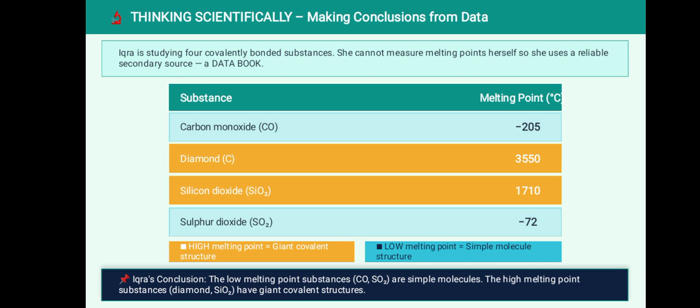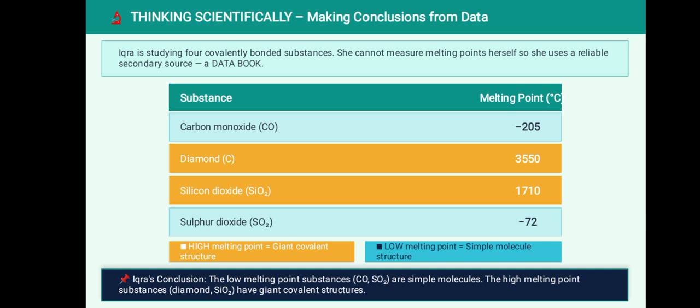I want you to try to draw your own conclusion before reading hers. Which substances are simple molecules according to you? Think for a while, and which are the giant covalent structures? Think about what we just learned about melting points. The substances with low melting points, like sulfur dioxide or carbon monoxide, must be the simple molecules. Only weak forces between their molecules are present, which need to be overcome.